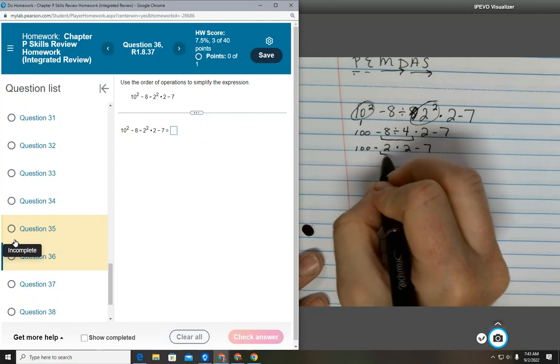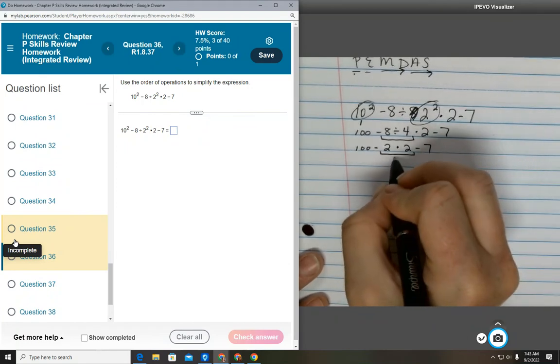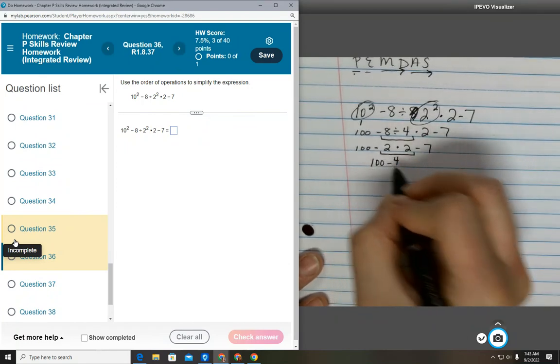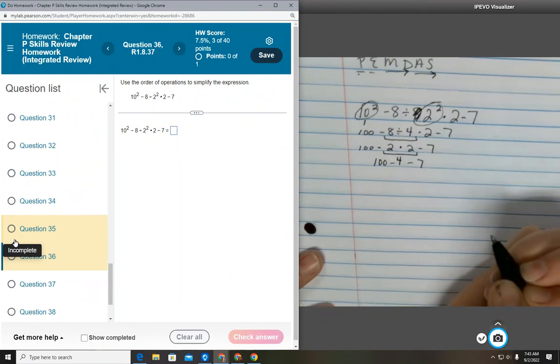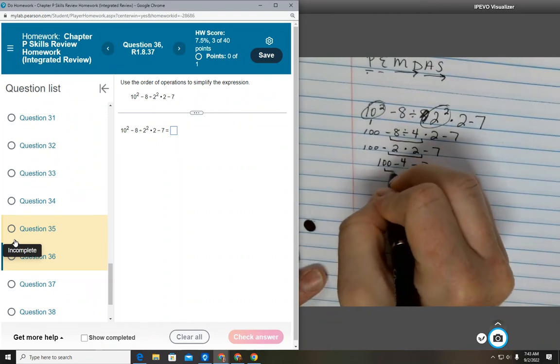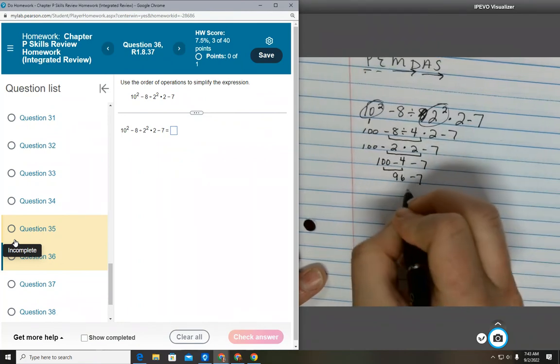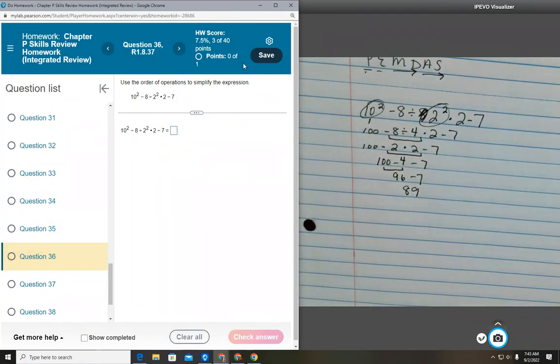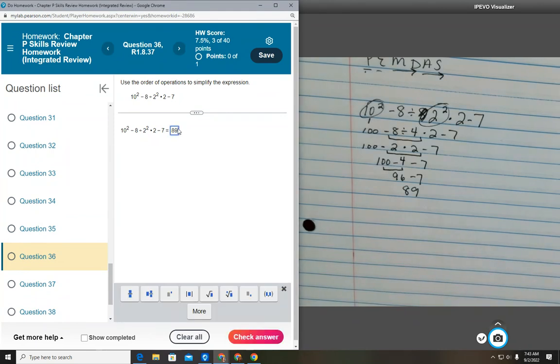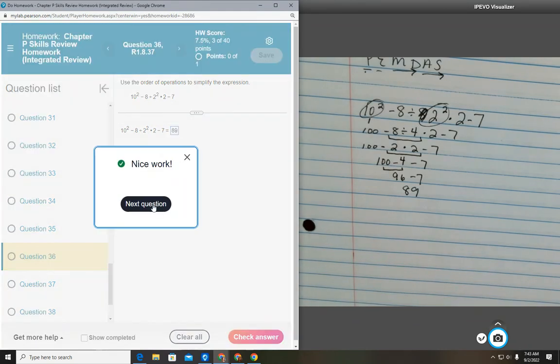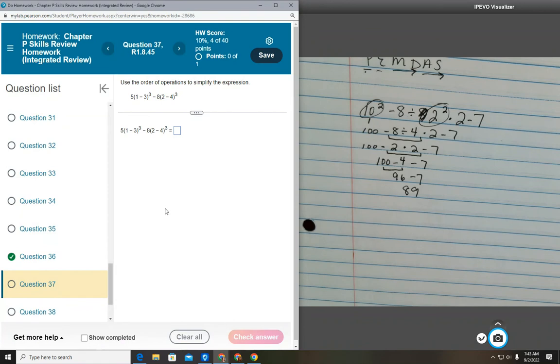Multiply and divide still from left to right. That would be 4. So it's 100 minus 4 minus 7. Then add and subtract from left to right. 100 minus 4 is 96. Minus 7 is 89. Let's check my work. And you could put it in your calculator too, but you do need to know order of operations.